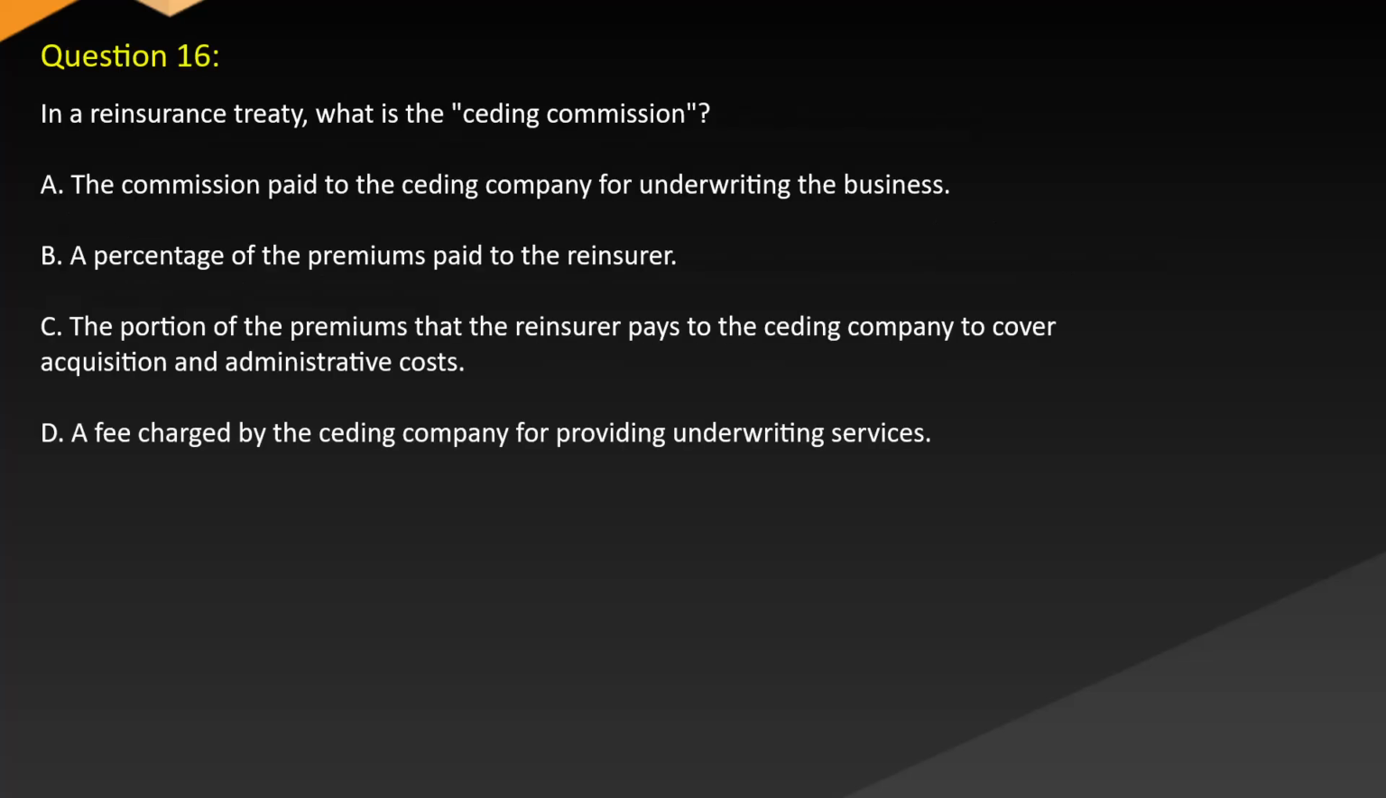Question 16. In a reinsurance treaty, what is the ceding commission? A. The commission paid to the ceding company for underwriting the business. B. A percentage of the premiums paid to the reinsurer. C. The portion of the premiums that the reinsurer pays to the ceding company to cover acquisition and administrative costs. D. A fee charged by the ceding company for providing underwriting services.